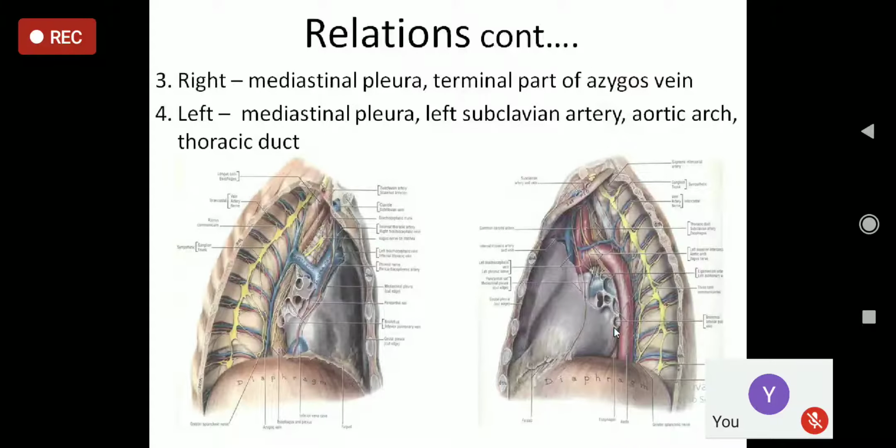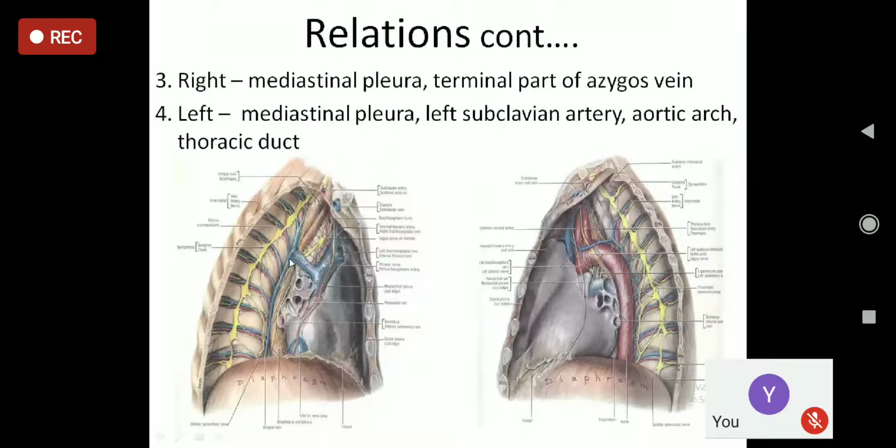Then talking about the right and left relation, on both the right and left side, it is related with mediastinal pleura because it is passing through the mediastinum. Okay, on either side, lungs are there, which is covered by the mediastinal pleura. So both on the right and left side, the esophagus is related with mediastinal pleura.